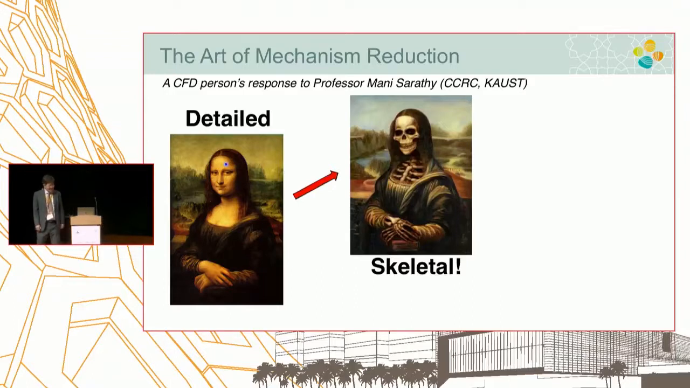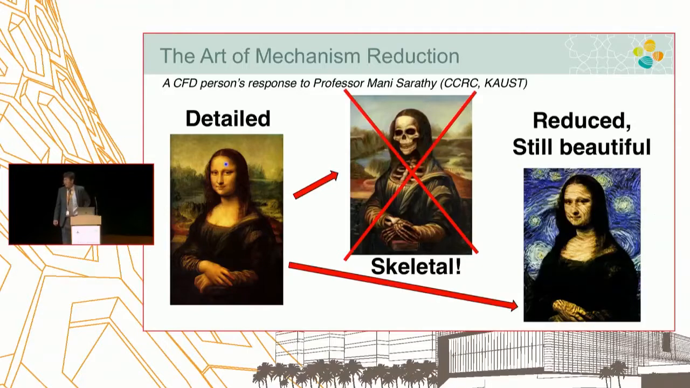All right, so that he was upset about that. Well, what I would like to argue is if you do it carefully, then you can still preserve essential beauty without making this skull. So that's my view of reduction. You can change the brush stroke and create another equally artistic image without too much details. So that's what I'm trying to talk about.